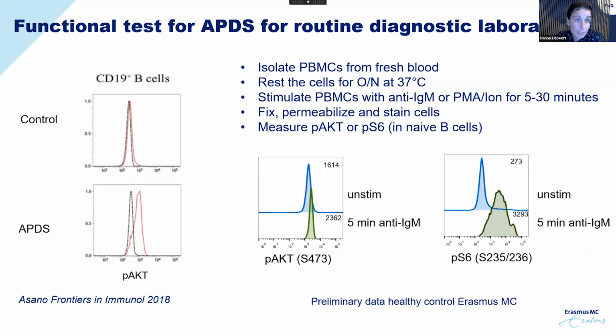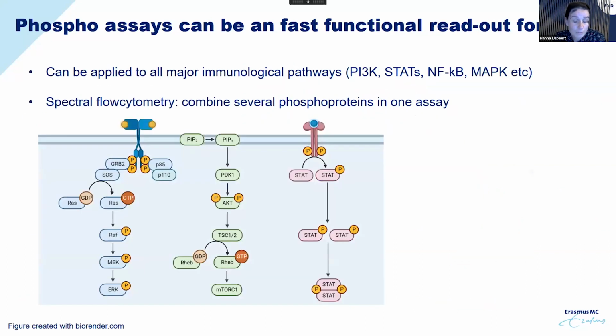So I think in the remaining minutes, I would like to discuss some of the challenges of phosphoflow, but not before I want to really emphasize that I think that phospho-assays can be a fast functional readout for variants of uncertain significance in the IEI. And I think the power is that it can be applied to all major immunological pathways like the PI3 kinase, the STATs, the NF-κB and the MAP kinase pathways.